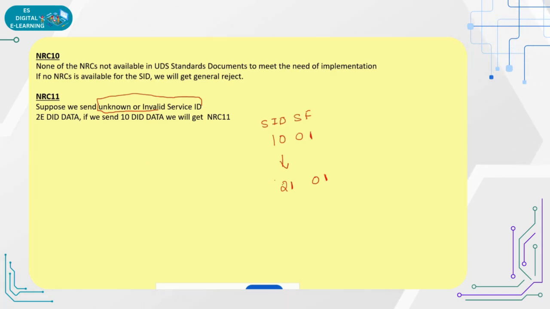If I give 11, it will do a hardware reset. So instead of 10, I'm giving 21 or 20, if I give anything like that, I'm making this an invalid service ID. Invalid service ID. You can write down parallelly.